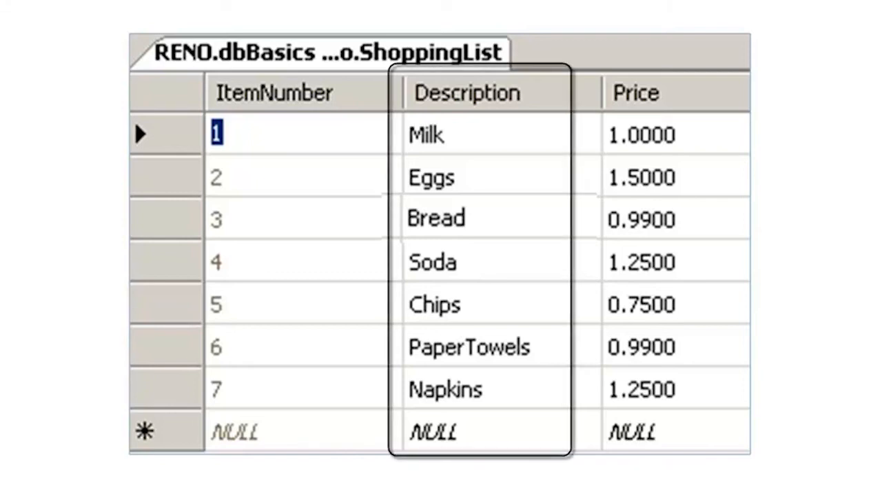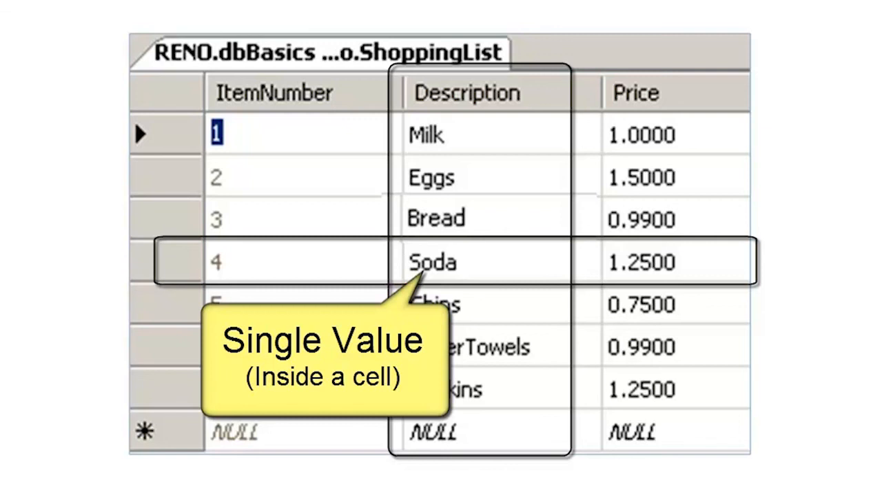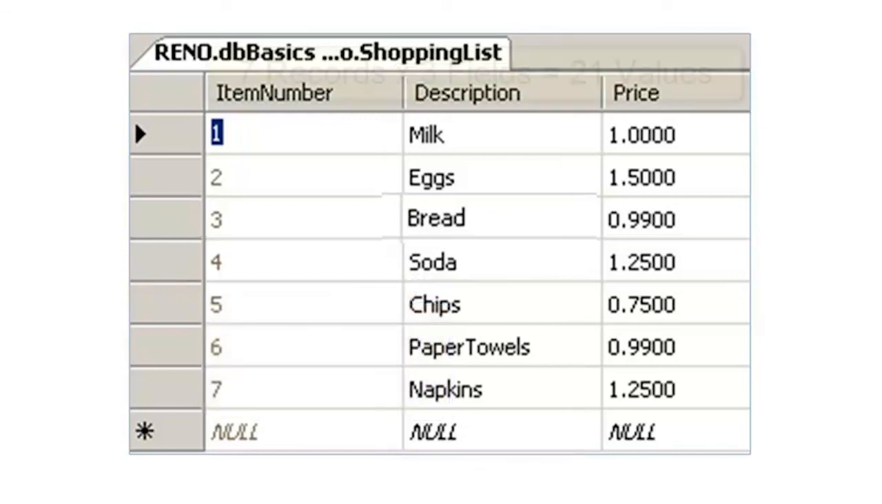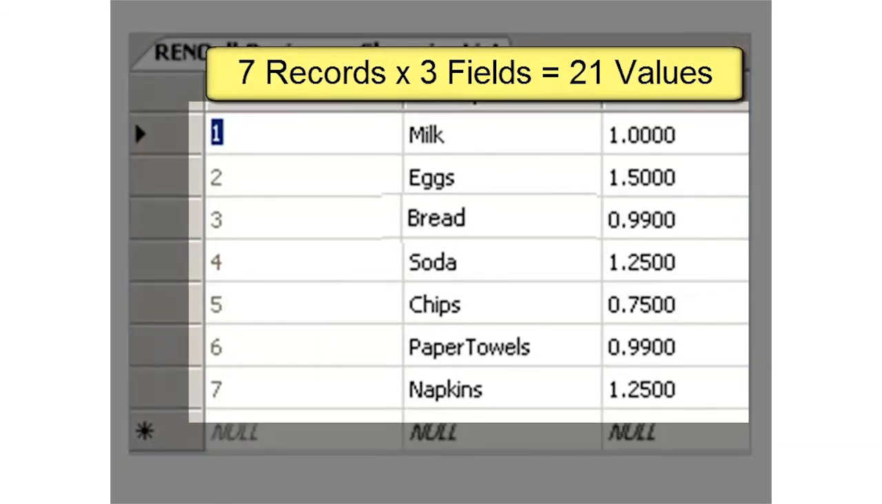If you look at where a field and a record meet, you get a cell that holds a single value. In a table with 7 rows and 3 fields, you can hold 21 values.